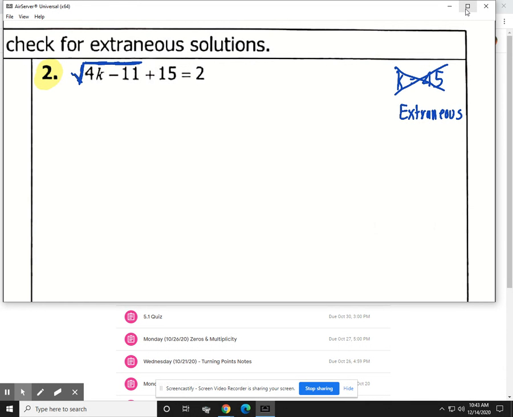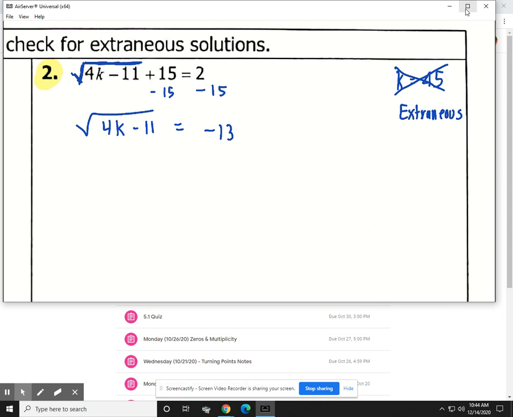To get that separate, there's one thing I need to move away from it. One thing that's not underneath that radical, and that's the what? The 15. So the 15 has to move, and how do we move it? Subtract 15 from both sides. When I subtract 15, that does isolate the square root of 4k minus 11. And on the other side, it leaves me with 2 minus 15, which is negative 13. So we've isolated our radical. That's the first step in solving a radical equation.